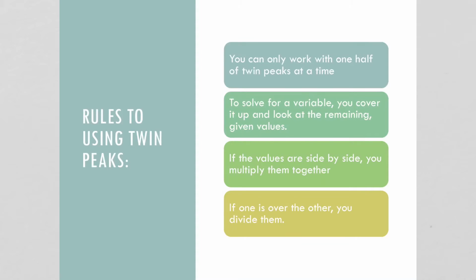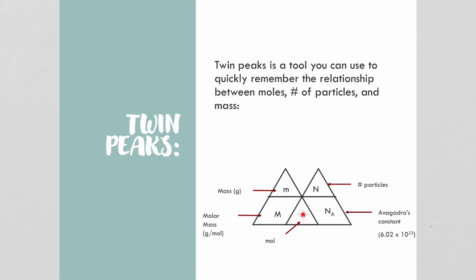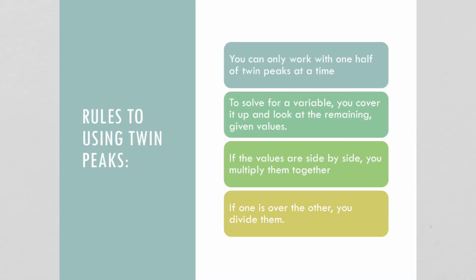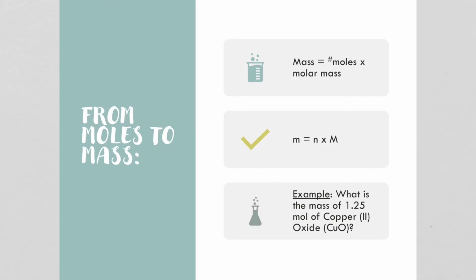To solve for a variable, you cover it up and look at the remaining given values. So if we were trying to find moles, we'd cover this part up and we'd see, and we had the mass, we'd know that we need to divide the mass by the molar mass. If the values are side by side, you multiply them together, and if they're one over the other, you divide them. So as I demonstrated already. So to go from moles to mass, the mass is equal to the number of moles times the molar mass, or m equals n times M.